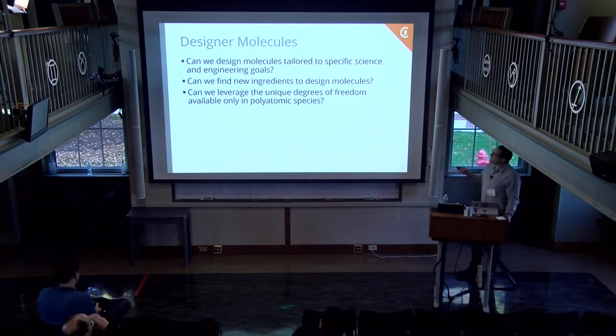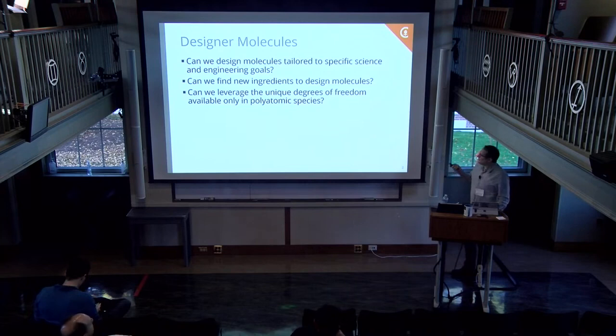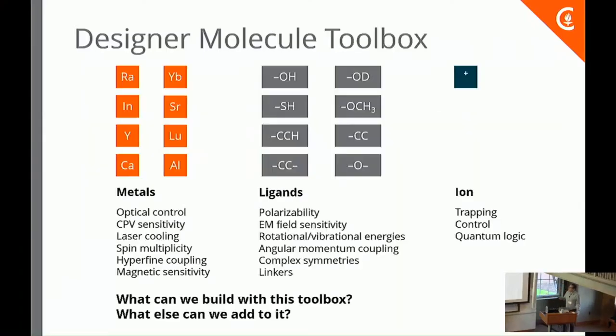Can we find new ingredients to design these molecules? So not just doing the experiments with them, but can we just sort of come up with new tools? But in particular, what we're very interested in is leveraging the unique degrees of freedom only available in polyatomic species. And so in my group, experimentally and theoretically, most of these we haven't worked with experimentally, but we're trying to help put together a toolbox to do all sorts of different science things.